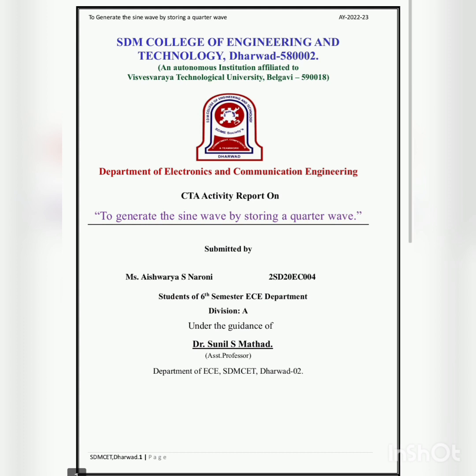By storing and repeating a quarter wave of a sine wave, we can generate a complete waveform. To understand this process, let's start with the definition of a sine wave. A sine wave is characterized by its amplitude, frequency and phase. In order to generate a sine wave, we can begin by storing a quarter waveform. A quarter wave refers to 1/4 of the complete cycle of a sine wave.